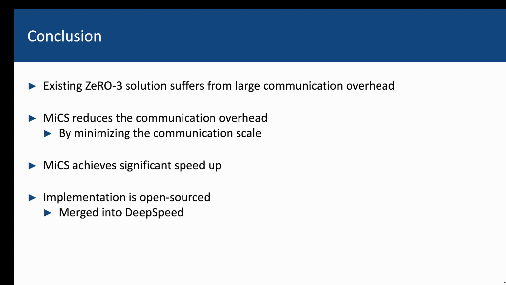In summary, the existing ZeRO-3 system cannot perform well, specifically when training in a public cloud environment with more restricted bandwidth, and the root cause is the communication overhead. MiCS reduces the communication overhead by minimizing communication scales, and we designed and implemented a system that can improve training performance significantly. And the implementation is open sourced, and it is now merged into the DeepSpeed master branch.